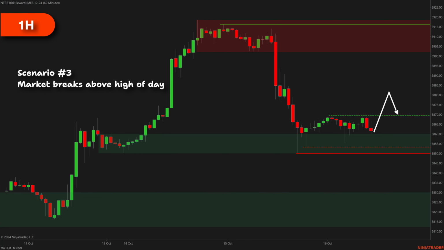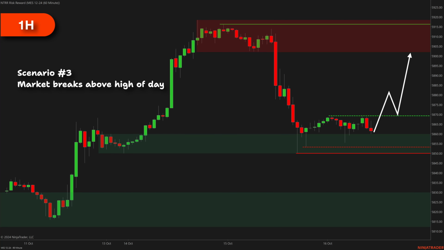This is a critical level, as it previously acted as resistance when the price was trading below it. If the level holds as support, it presents an excellent opportunity to enter a long position. Our target in this scenario remains the 4-hour resistance level, anticipating the market will aim to close the fair value gap. These 3 scenarios outline the only opportunities where we will engage in the market today.